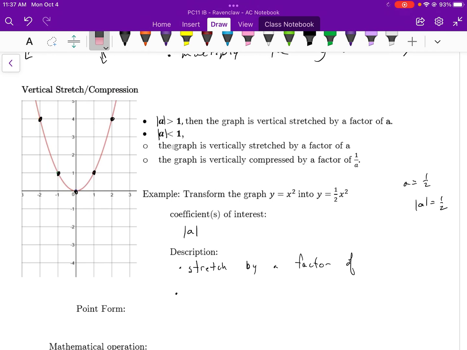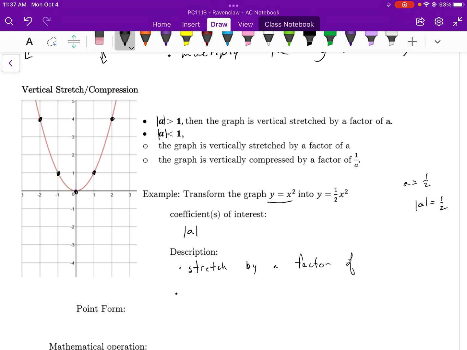This way really doesn't make much sense, and I'll show you why. The graph is vertically stretched by a factor of A. It is correct to say that. But visually what we'll see though is the graph is actually vertically compressed by a factor of 1 over A. So allow me to begin.